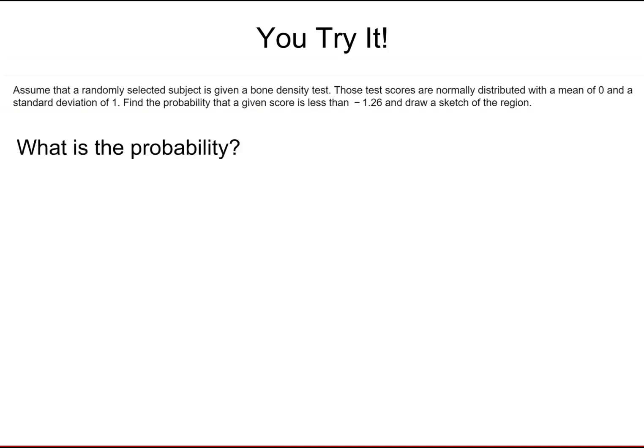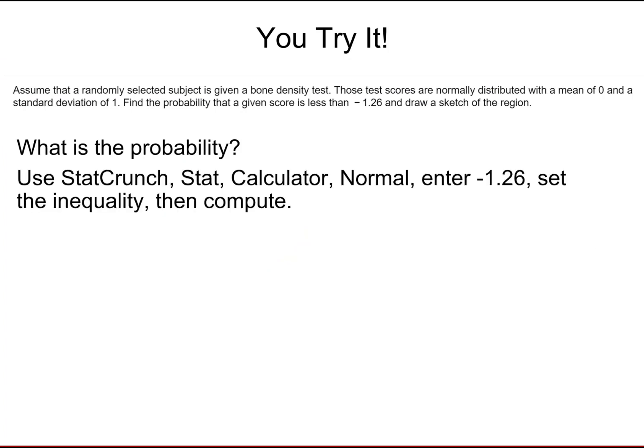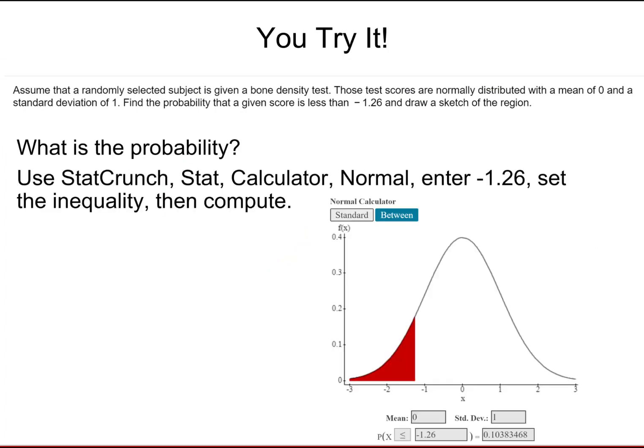Now we want to go ahead and use the normal calculator tool in StatCrunch to find that probability. And following the same steps as before, make sure you change the inequality to less than or equal to. And you'll get your probability here of 0.1038. The reason I like this normal calculator, again, is it shows you what the distribution looks like.